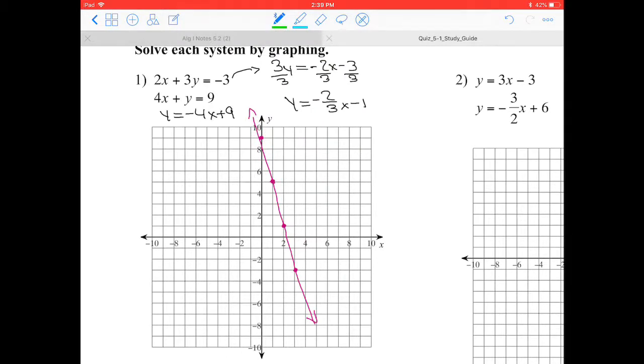So the other one, y-intercept, negative 1. The slope is down 2 and over 3, so down 2 over 3. Oh, hey, look, right there. Let me do one more. 1, 2, 3. And there you go.